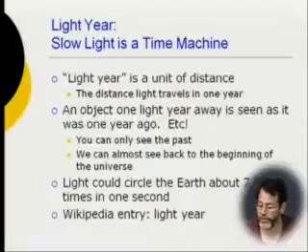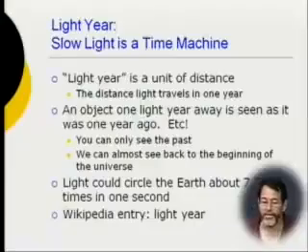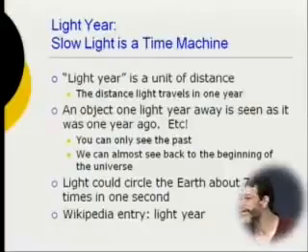Again, reviewing, a light year is a unit of distance. Even though it has the word year in there, it is how far light goes in a year. An object 1 light year away is seen as it was 1 light year ago. So it sounds philosophical, but you can only see the past. Everything you look at, light had to take time to come to you from it.